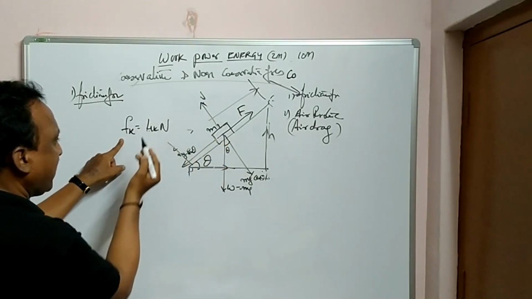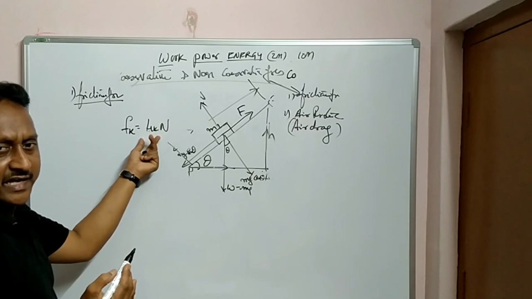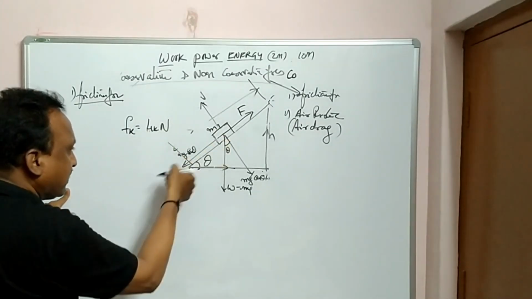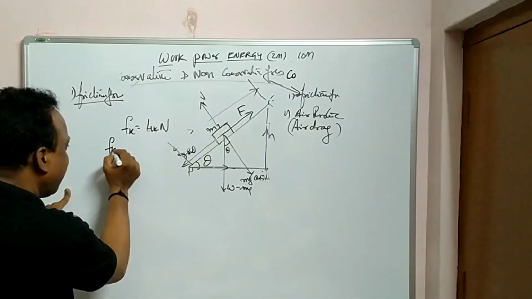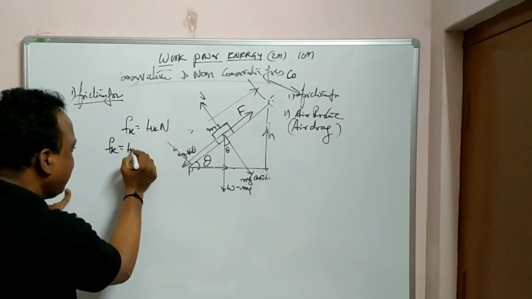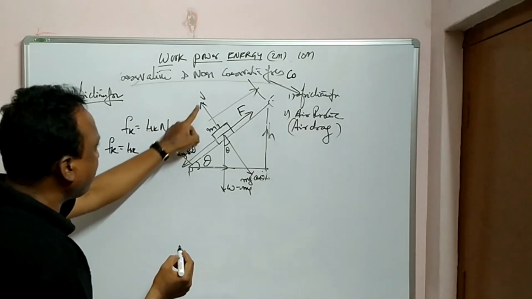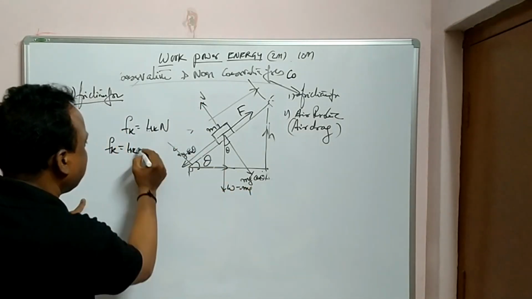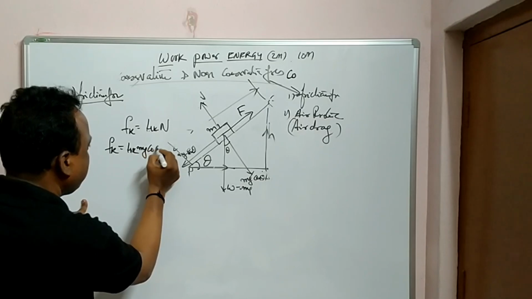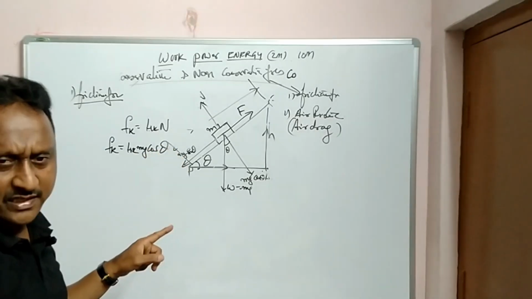Fk is equal to mu k into N. mu k means the coefficient of kinetic friction into the normal force. So what is the friction acting on this body? The frictional force is mu k, the coefficient of kinetic friction, into the normal force. What is the normal force? mg cos theta here.